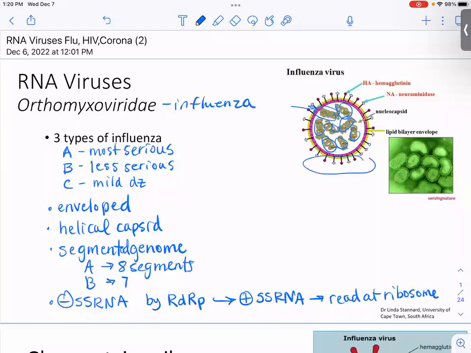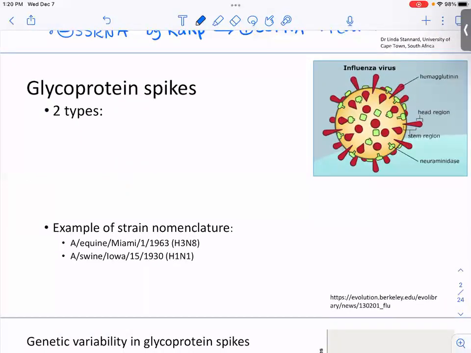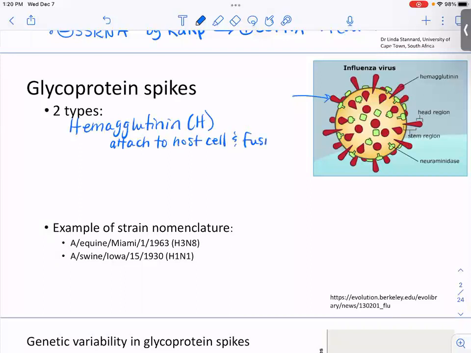There are spikes for the influenza virus. We're going to spend a little time talking about those glycoprotein spikes. There's two types, hemagglutinin, usually abbreviated H. Those are the big red ones here on this drawing. Those are necessary for the virion to attach to the host cell and also fuse with the host cell.